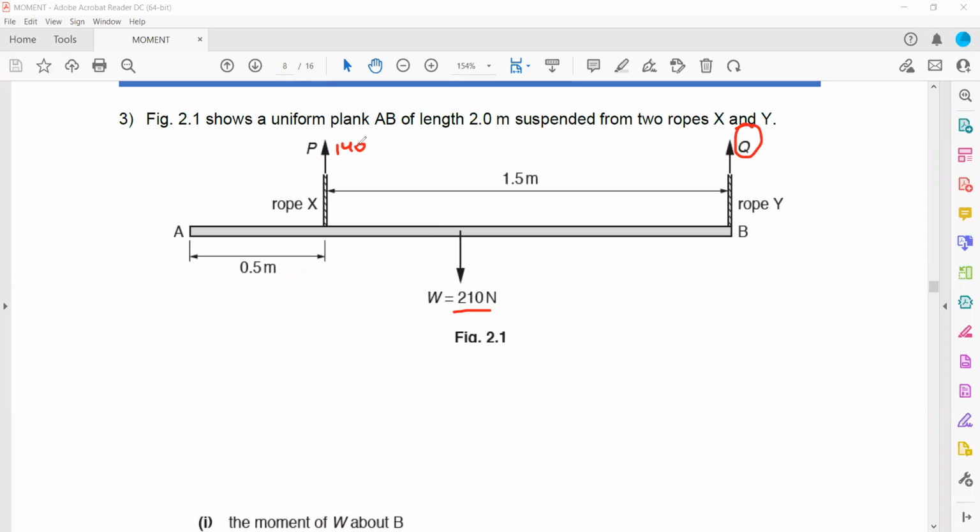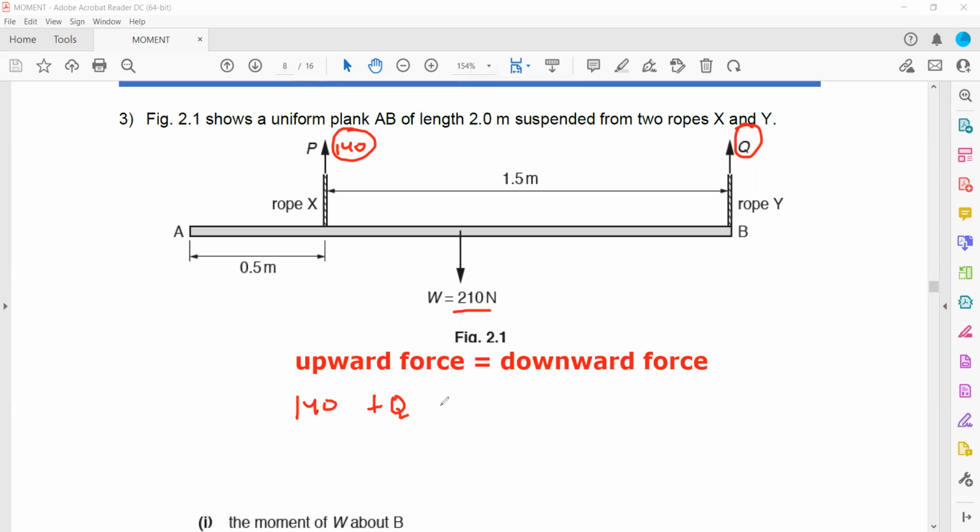Whenever we are solving a question like the last part, we can consider the object in its equilibrium, so there is no resultant force. When an object is in equilibrium, there is no resultant force. So the total upward force is equal to the total downward force. The force acting upward is 140, that is P, and Q we don't know, equal to the total downward force, which is 210.